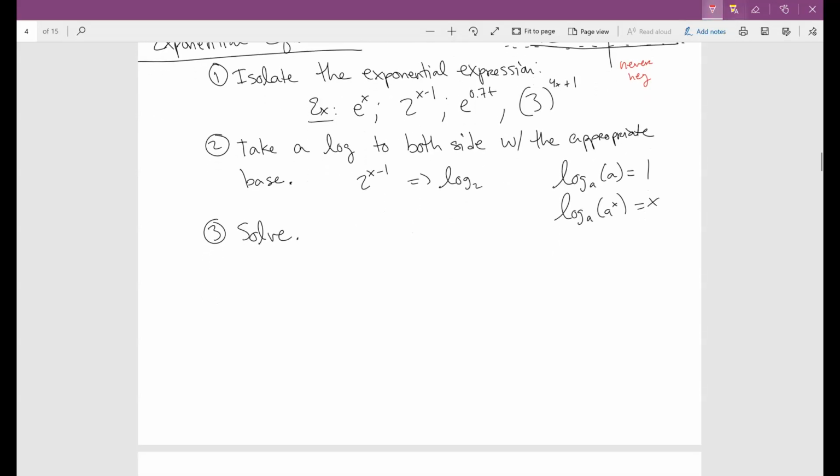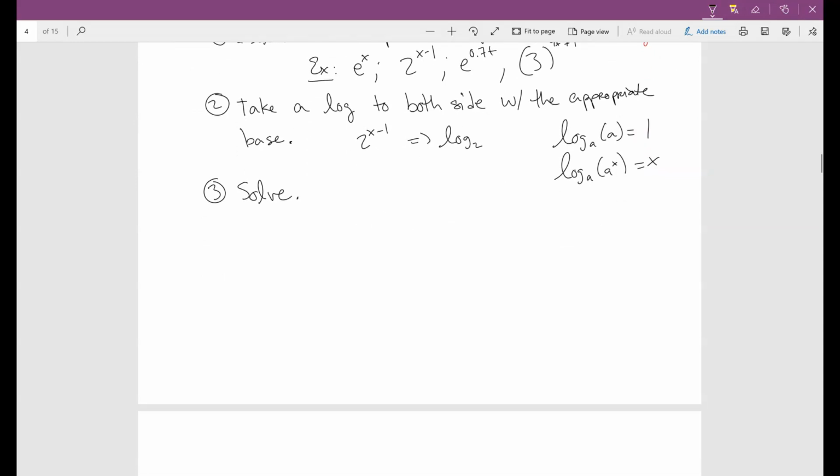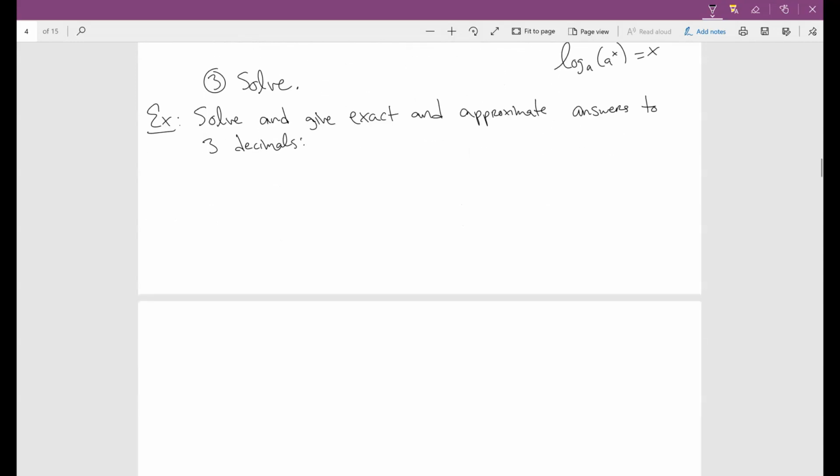Okay, so we're going to go ahead and start doing a couple of examples so that you can get a little bit of a glimpse of what this looks like. So we want to solve and give exact and approximate answers. And I'm going to say, let's say 3 decimals. Okay, so let's say we had something like that, and we want to start off easy. So 2 to the x equals 7.